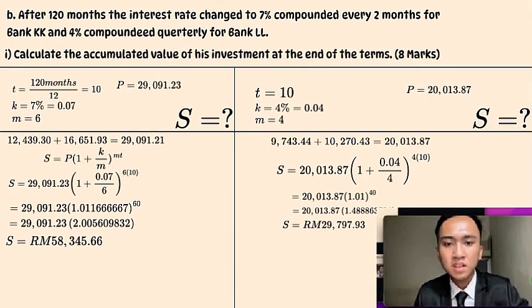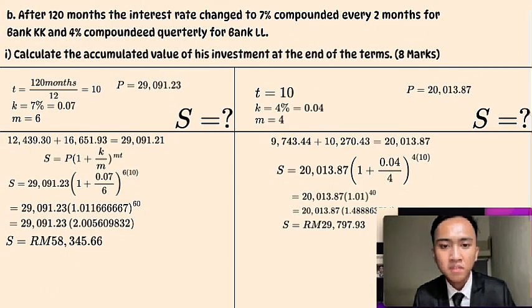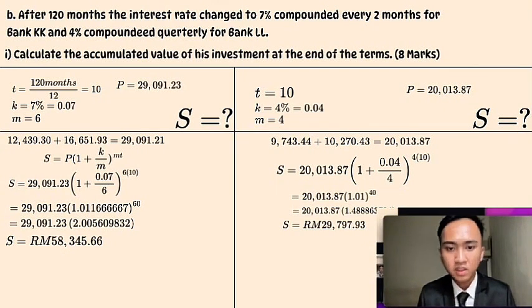We use this formula: S equals P times open bracket 1 plus K over M close bracket power M times T. We put the values into the formula. For example, S equals 29,091.23 times open bracket 1 plus 0.07 divided by 6 close bracket power 60. This gives us 29,091.23 times 2.0056. So the answer is 58,345 ringgit and 66 cent.